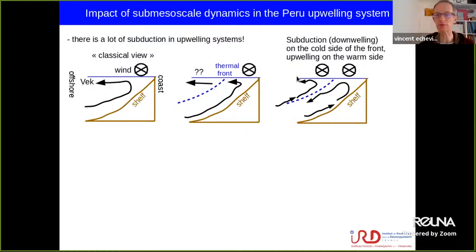This is also a simplified view. It all happens in 3D. But what I want to say is that a lot of the upwelled water that is shown here, the upwelled water near the coast, is in fact subducted again slightly offshore. And this happens generally in filaments.